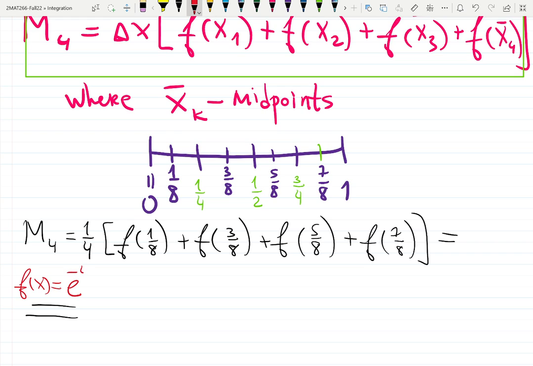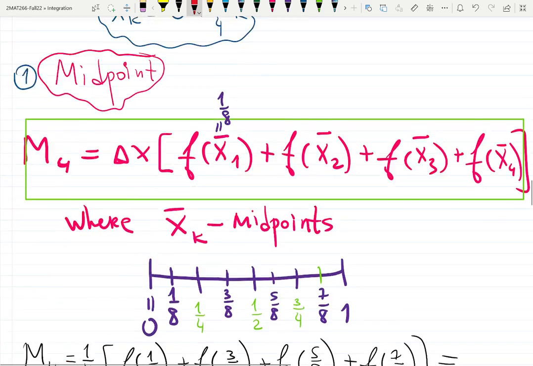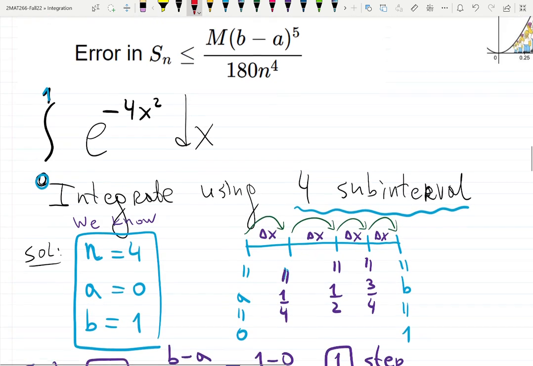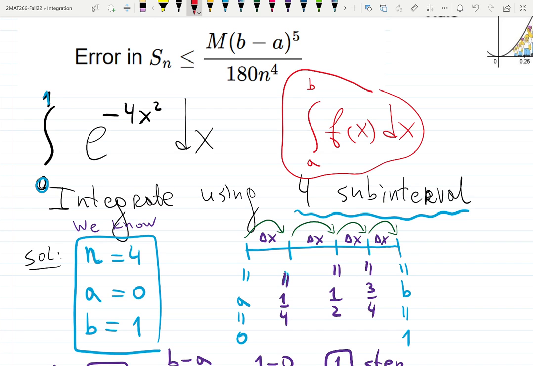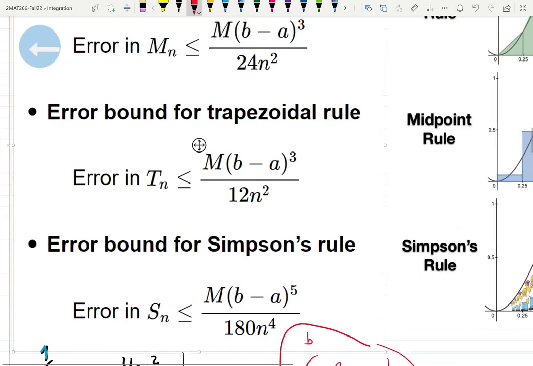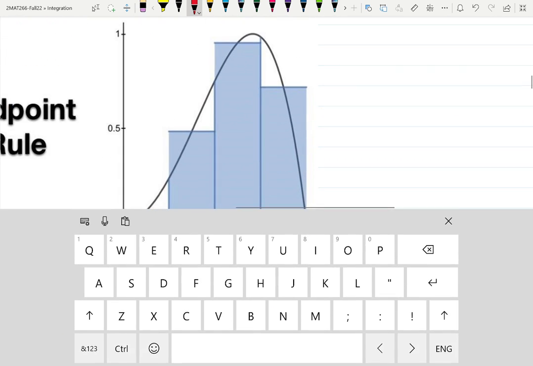E to the power -4 what? X squared, thank you, good job. So basically what we're working with is the integral from a to b, f of x dx. And this is what we're doing. F of x creates the graph of the function. Here it is, for example.